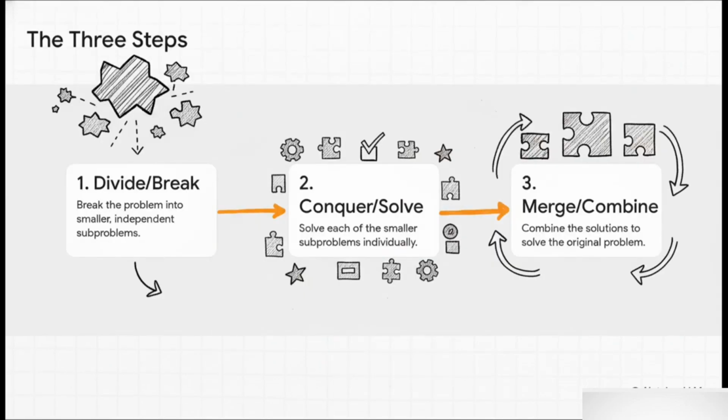And this whole brilliant strategy really just boils down to 3 simple steps. First, you divide the problem. You just keep breaking it down until you can't break it down any further. Second, you conquer each tiny piece. You solve it. And third, you merge or combine those little solutions back together to get your final answer. Divide, conquer, combine. Let's see how this actually works.